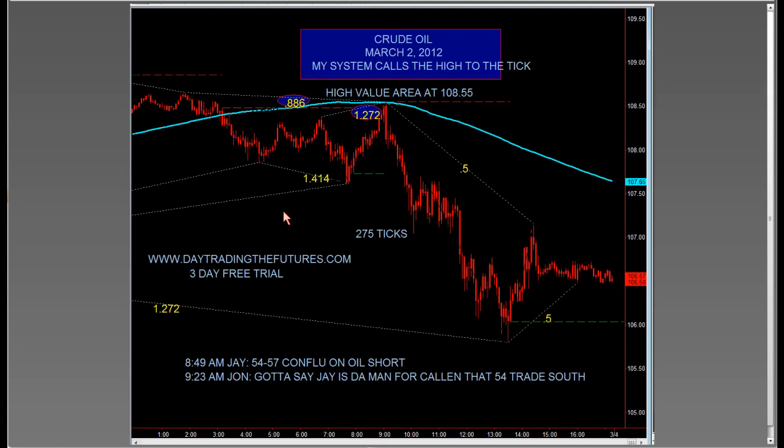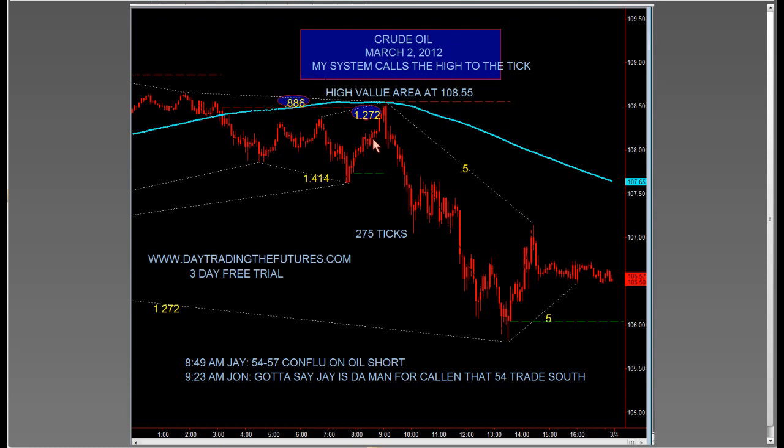Beautiful trade. I called this short 15 minutes before it happened. 275 ticks. I called it within a 3-tick short. If you look down here, 8:49 a.m., this is on March 2nd, 2012. This is me, 54 to 57. I had a confluence short on oil. So as it rallied up into my confluence short, I called this out 15 minutes in the chat room before it even hit.